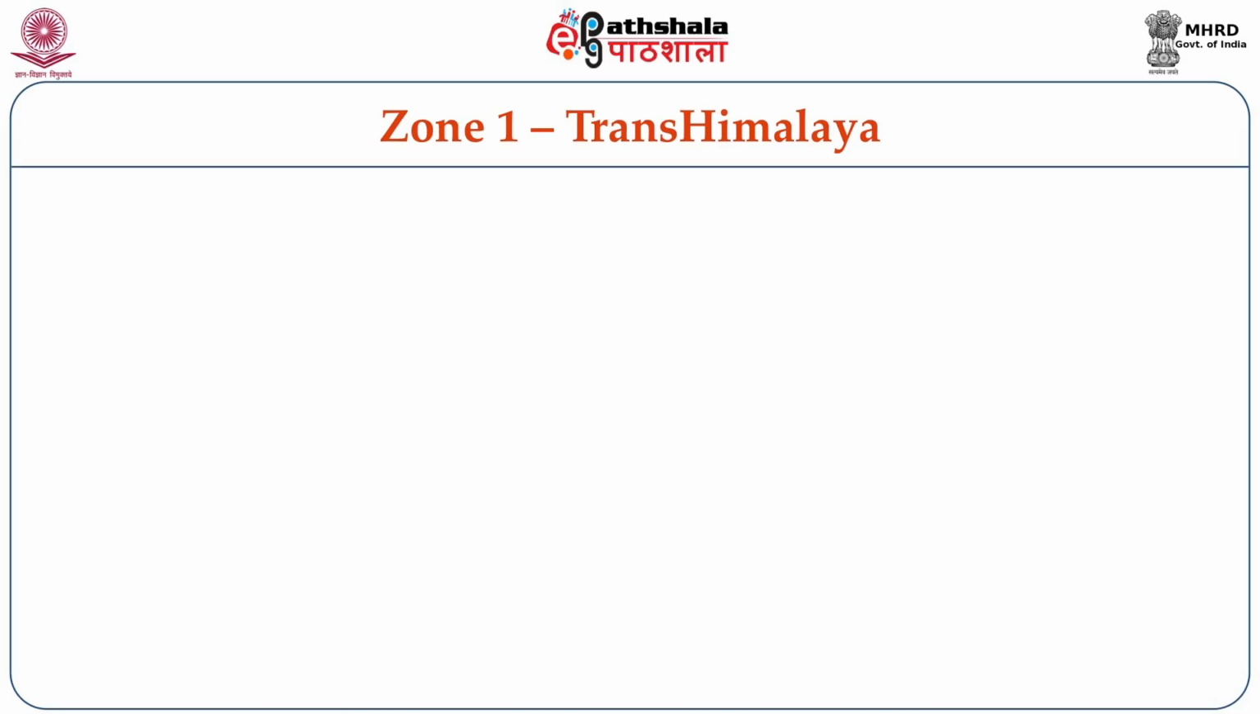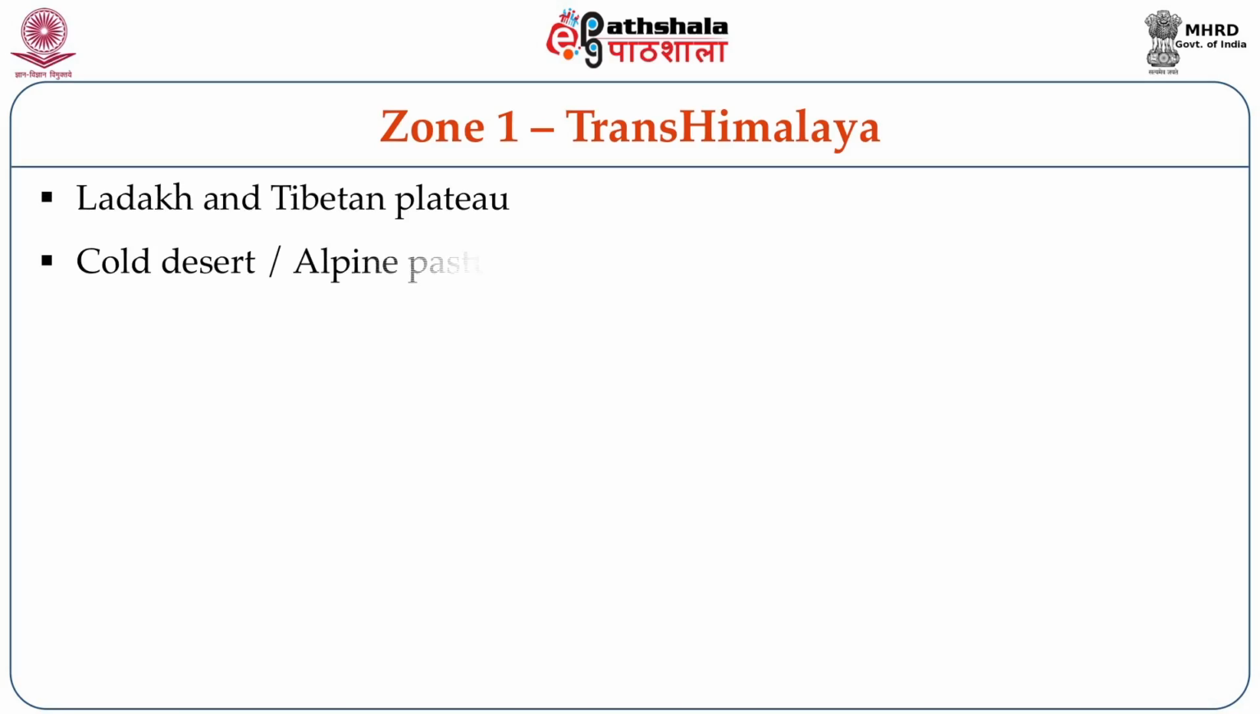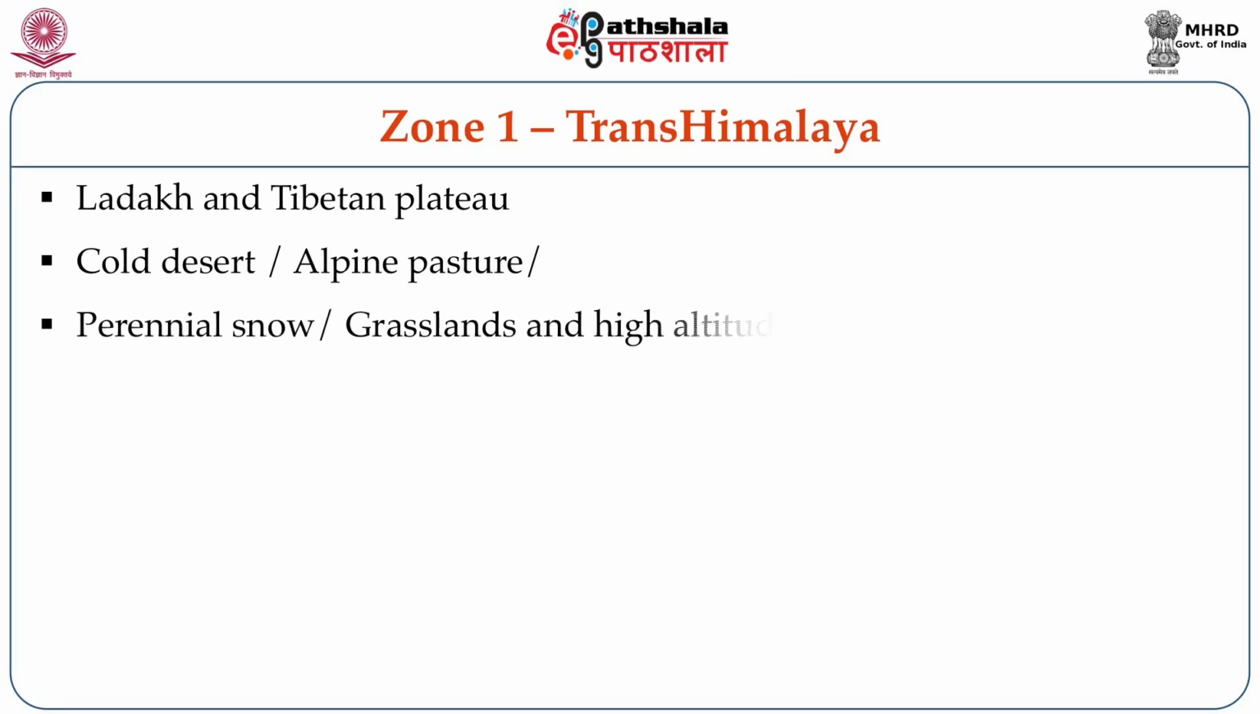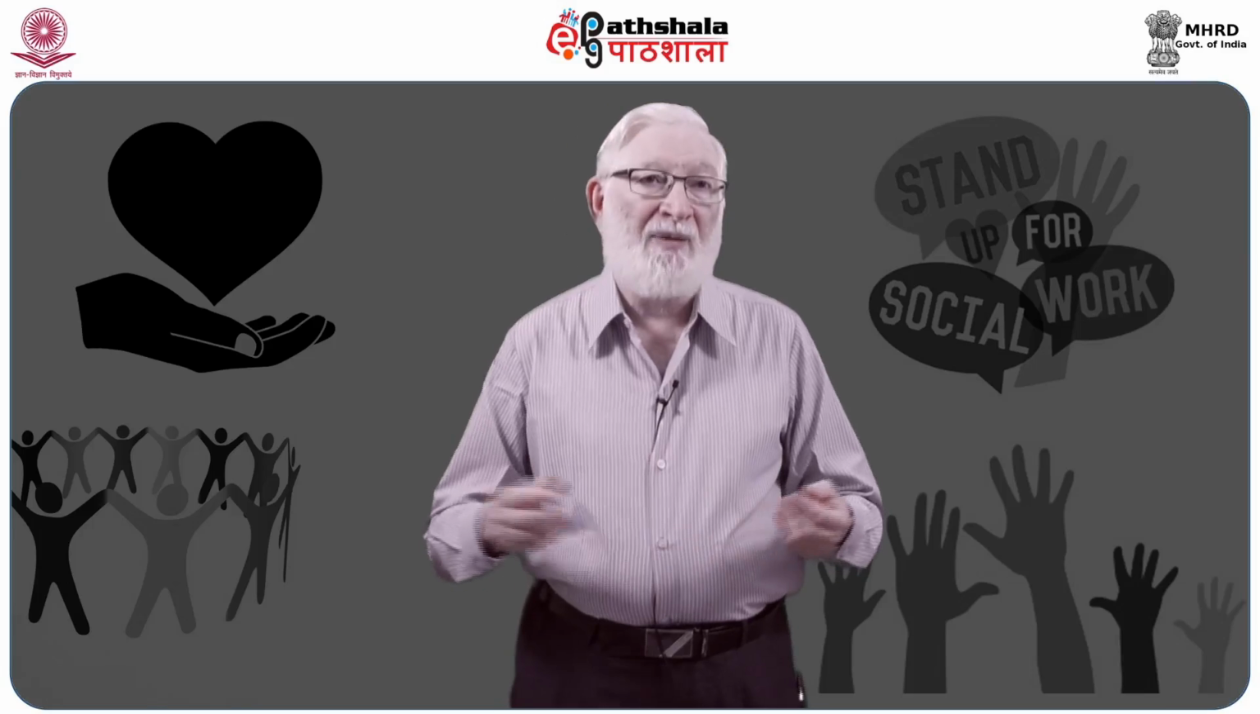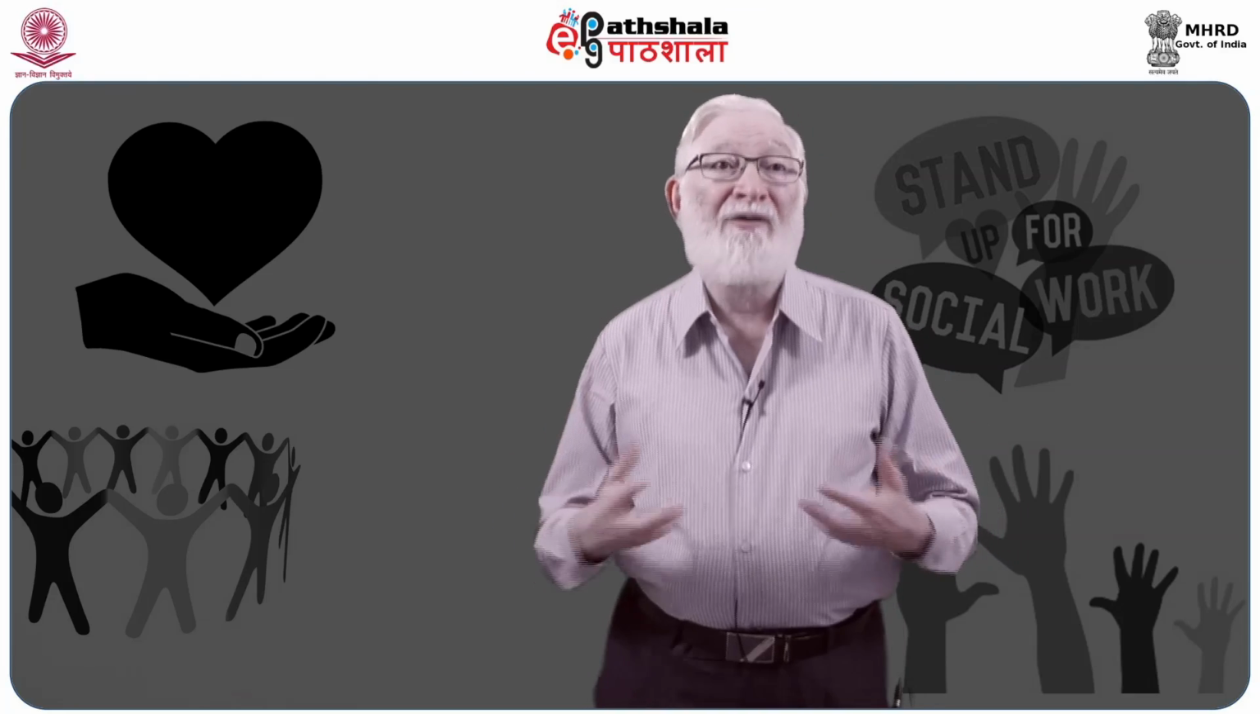The first zone that we would like to talk about today is the Trans-Himalaya. This is found in Ladakh and the Tibetan plateau. It's a cold desert. It has alpine pastures, perennial snows, grasslands, very high altitude grasslands, and even high altitude lakes. So this zone is between 4,500 to 6,000 meters above sea level. The natural landscape that we have is alpine scrubland, and we have this huge diversity of wildlife within this area.